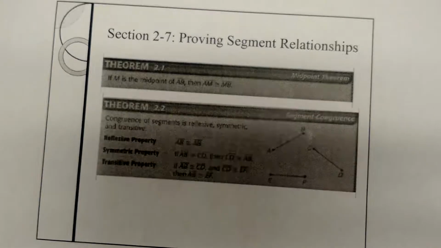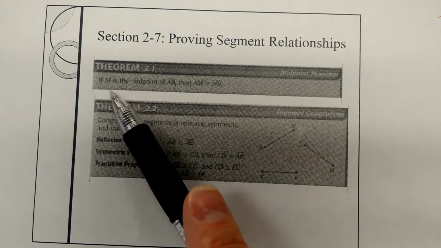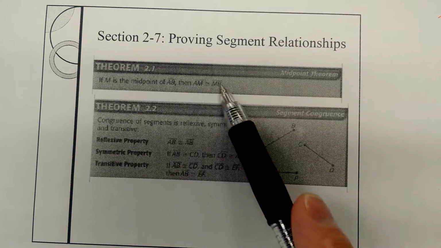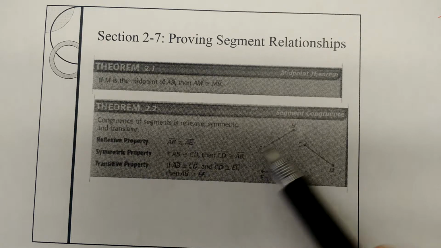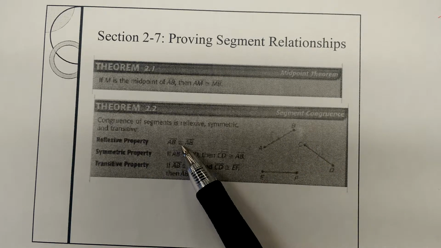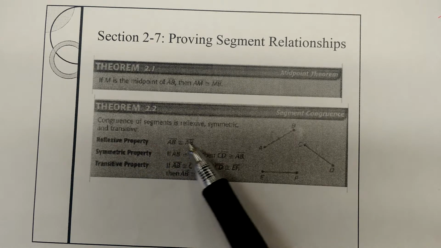So a couple more theorems here. Theorem 2.1, which is the midpoint theorem, just says if you know which point is in the middle of a segment, you know the 2 parts are congruent. And then the reflexive, symmetric, and transitive properties for segments being congruent as well. So AB is congruent to AB. Normally these properties only refer to equations, so AB is equal to AB, but you can also have congruence as well.